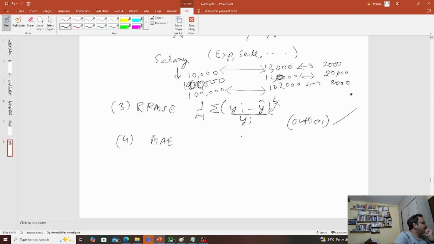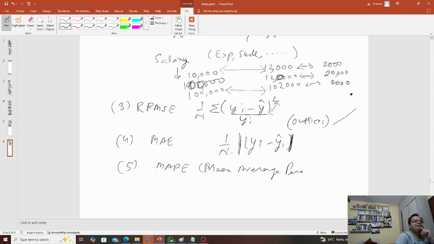Okay, in this case, instead of squaring this, we just try to find out the mod values and then you divide them by n. Okay, so that's the mean average error, and very similar to what we did here, there is something called MAPE, which is called mean average percentage error.